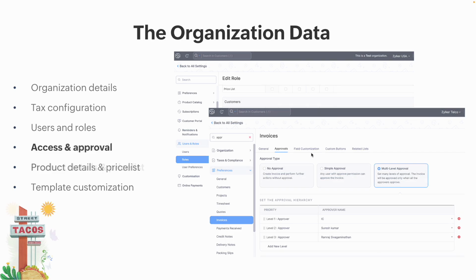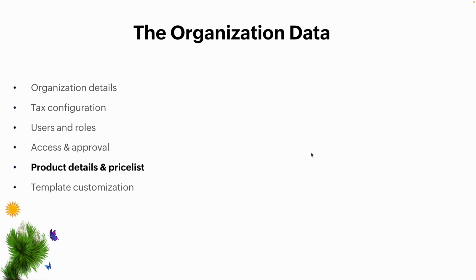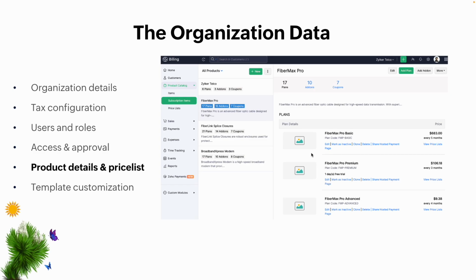before it goes to your customers. The next thing is the product master that you set up within your system. For all the items that you create, the goods or services that you're selling, you have to ensure that the right prices are entered into the system. And if you're selling subscriptions, you would also want to create subscription plans, add-ons, and discount coupons.